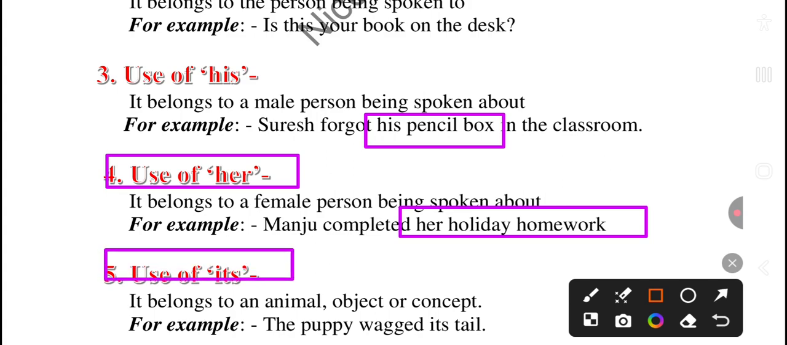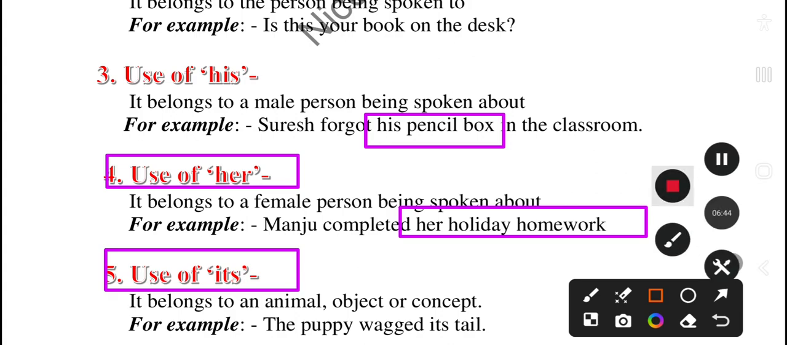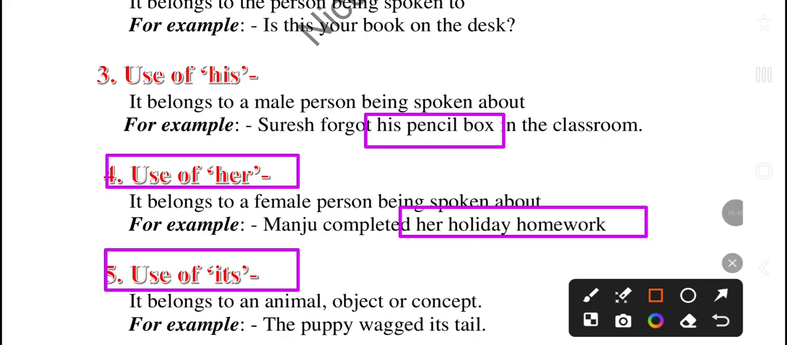Next one is use of its. It belongs to an animal, object, or concept. For example, the puppy wagged its tail. Here, its acts as a possessive determiner and tail is a noun.